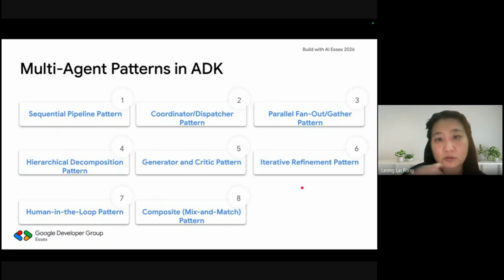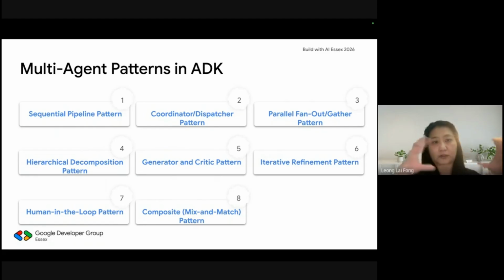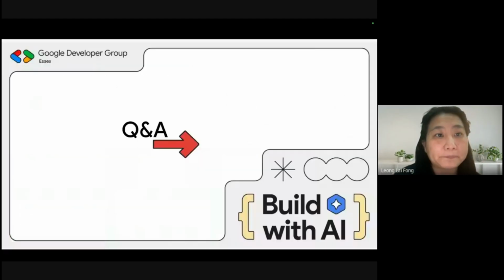Just to give you a quick sharing on this part, these are the multi-agent patterns. The first one, I think we have covered a bit already: the sequential pipeline, very simple, tasks one by one. The coordinator and dispatcher is like a supervisor. It will assign different tasks to different sub-agents and coordinate them to work on different tasks. The parallel fan-out gather pattern uses the parallel agent, and so on. I won't go into details, but this is an advanced topic on top of the multi-agent system.